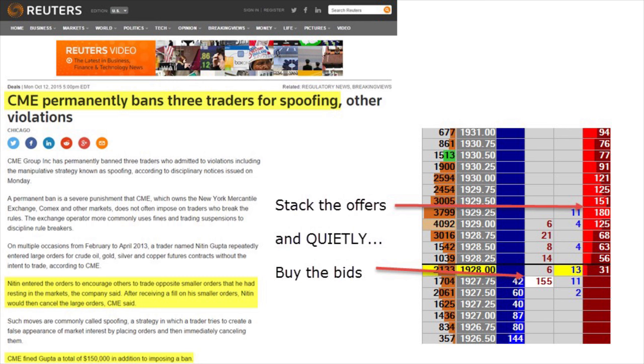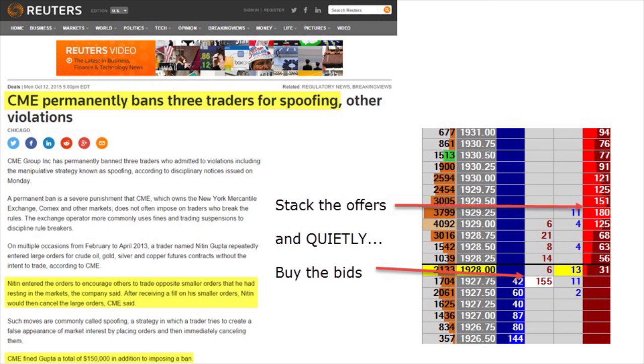You can't manipulate, for instance, a one-way high-volume market. Now, not only is there a risk of losses with the manipulation, there's also risk of a fine or a ban. In this case, Nitin Gupta was doing something called flipping, which is basically sitting with large offers out there to encourage people to sell, then having an iceberg on the bid buying from those sellers. When he'd bought enough, he'd then pull his offers and start buying, but just to nudge prices up so that the sellers get stopped out and nudge the prices up even more.